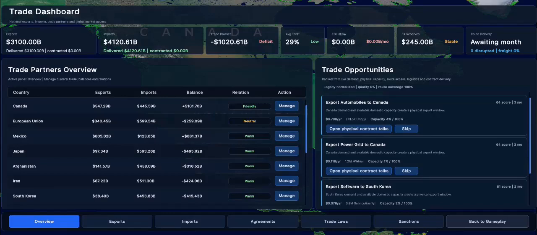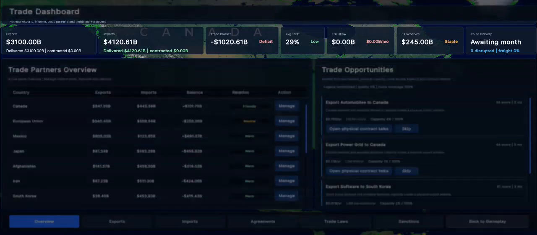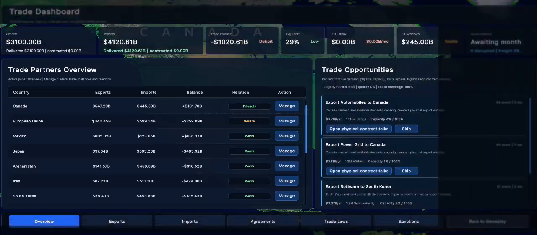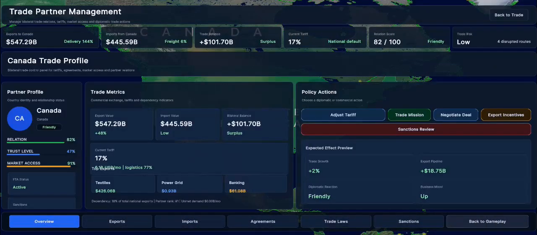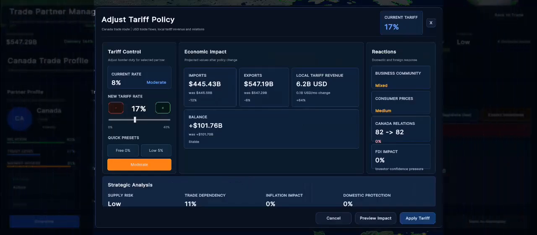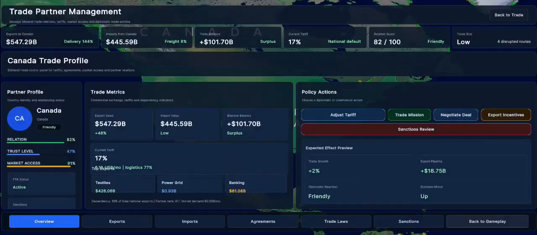Beyond your borders, control the flow of trade. Track exports, imports, the trade balance, supply chain risks, and dependence on foreign goods. You can manage individual trade partners and can perform different actions. Adjust tariffs. Increasing or decreasing tariff rates can directly hurt your relations with your trade partner, so use this tool diplomatically, not just as a revenue source.